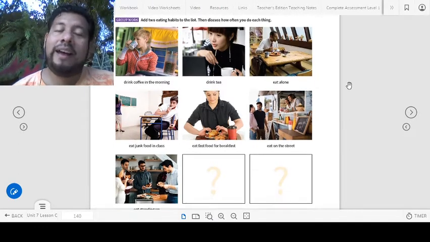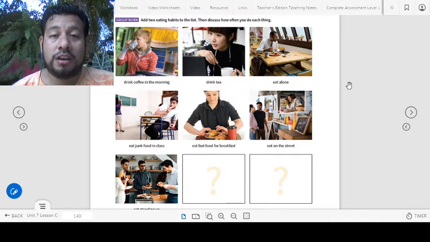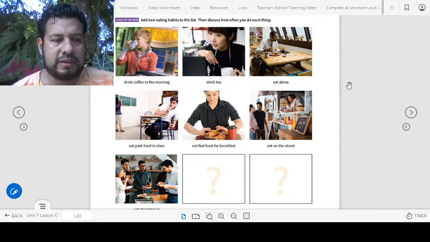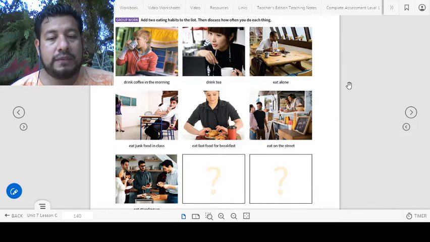This one is funny. How often do you eat junk food in class? Do you know the meaning of junk food? Exactly, comida chatarra. Okay, junk es algo como desperdicio, chatarra. So junk food es comida chatarra, ¿no? Sabritas, papitas, dulces. Eat fast food for breakfast. How often do you eat fast food for breakfast? ¿Qué tan seguido comes comida rápida como desayuno?